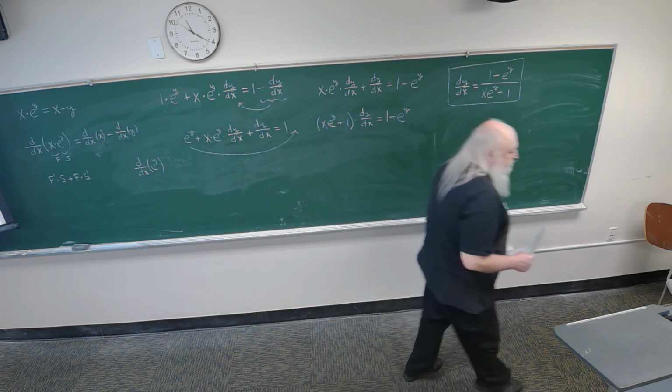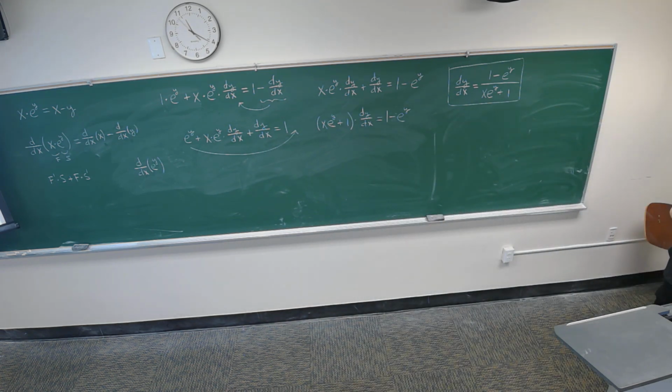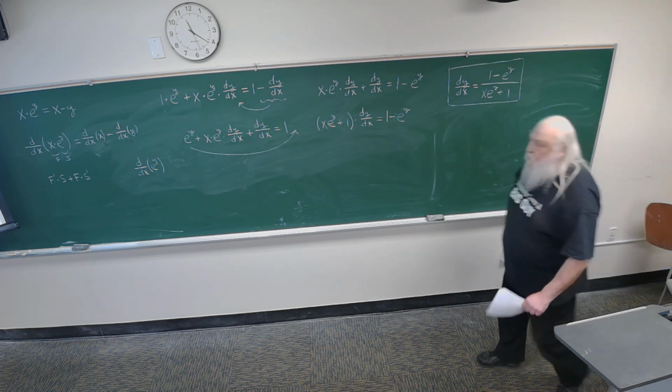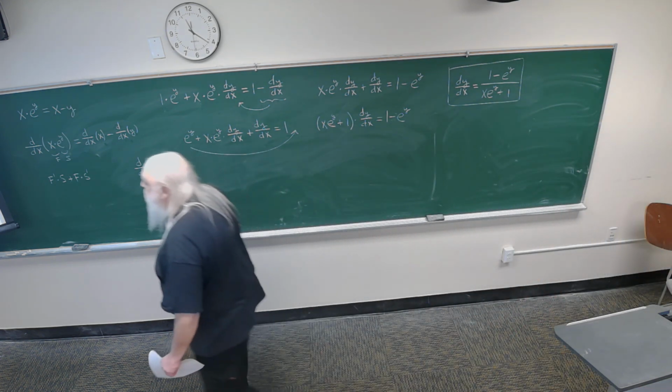So flip over to the next page, and we'll use implicit differentiation to find the equation of the tangent line to the curve at the point pi pi. So here we have an equation in x and y. Remember, y is a function of x. And we want to find the equation of the tangent line to the graph of this equation at the point pi pi. So the x coordinate is pi, the y coordinate is pi.